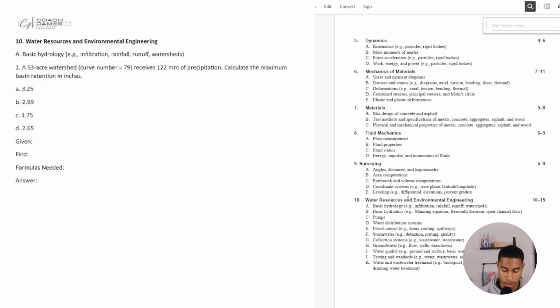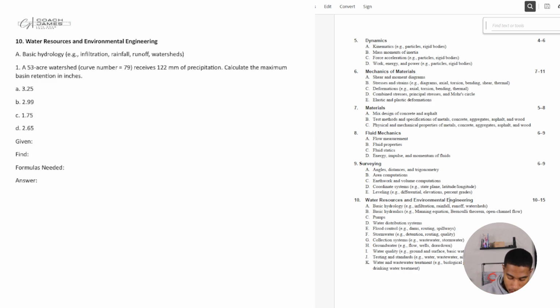All right, so number one says a 53-acre watershed with a curve number equal to 79 receives 122 millimeters of precipitation. Calculate the maximum basin retention in inches.